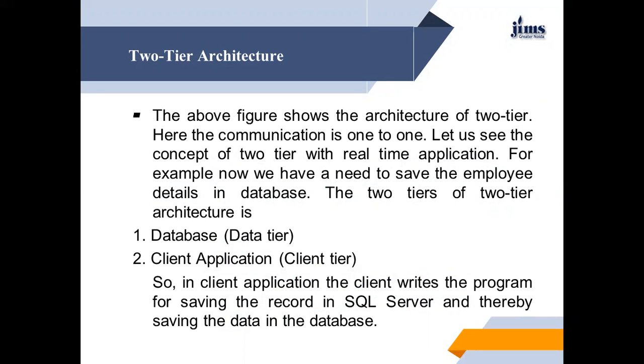In the client application, the client writes the program, or in Excel writes some data about the employee, and saves the record in SQL Server, thereby saving the data in the database. Or you can say in SQL it makes a table in which it writes the employee number, employee name, everything, and saves the data in the SQL Server, thereby saving it in the database. So this is also the two-tier architecture.